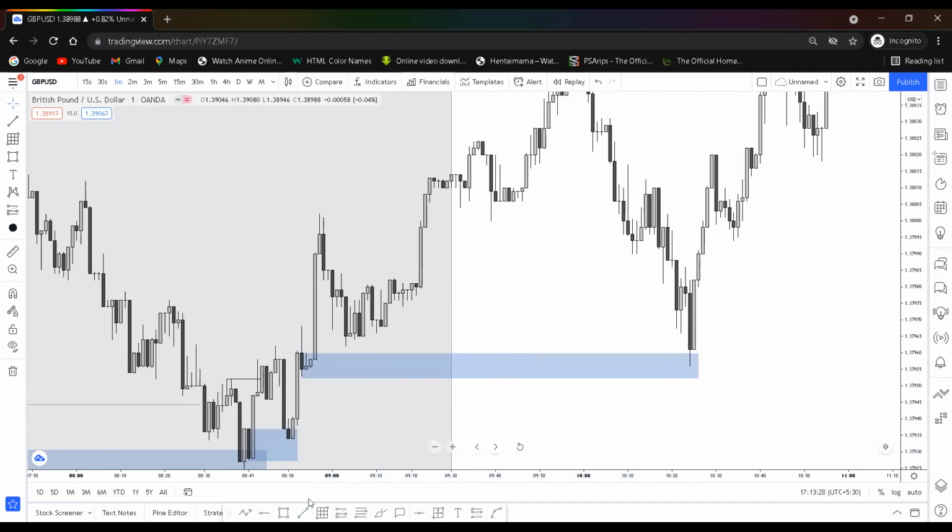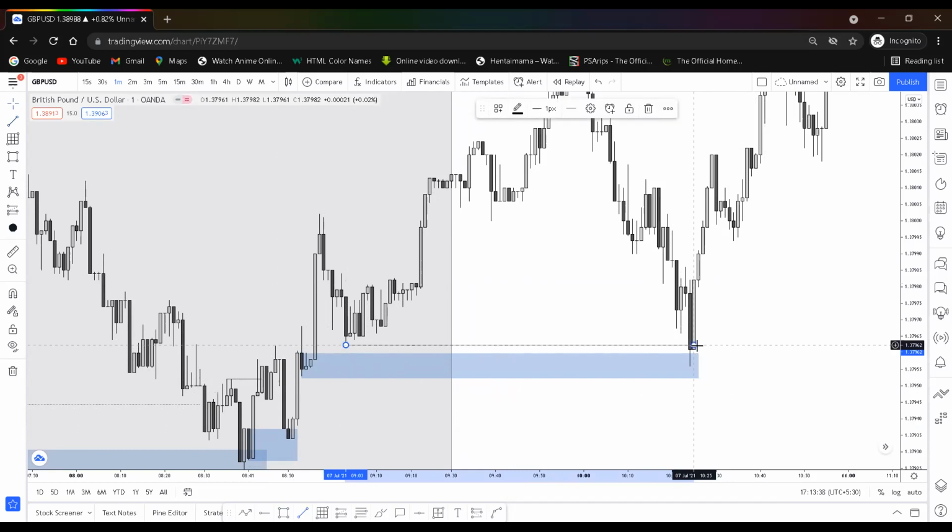See that? The reason was the inducement. Now, this was where the order flow was present, right? I agree. But where was the inducement? This. The inducement shows where they want to go.